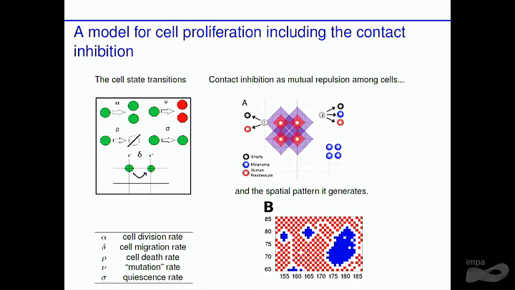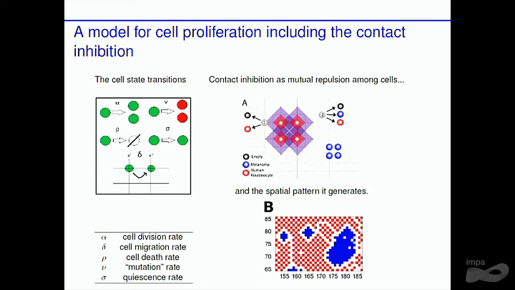So what we did was, let's propose some type of agent-based model. We considered a grid where at each vertex of the grid we could or could not have a cell. The cells would undergo the following transitions. They could divide, and they can or cannot be transformed from a normal into a tumor cell.